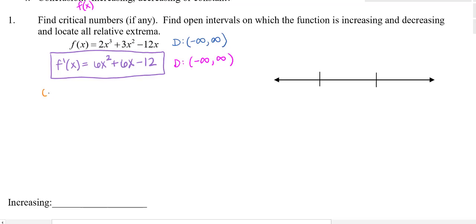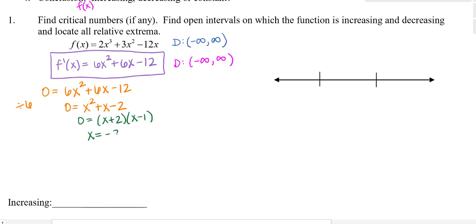I'm going to go ahead and set this equal to 0 then to find the critical values. Once you set it equal to 0, go ahead and divide everything by 6, including the 0 technically, to make it a little bit easier on yourself to solve. I will factor, and I do get two answers for x using the zero product property. I do get x equals -2 and x equals +1.